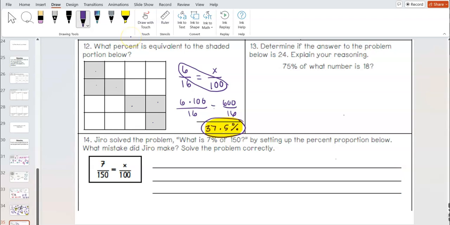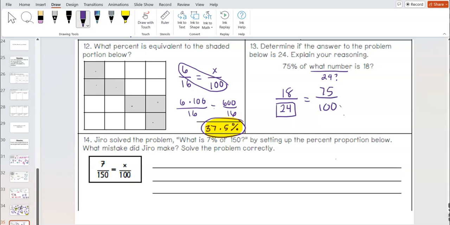Okay. The next one says, determine if the answer to the problem below is 24. Explain your reasoning. So we want to know if this number is 24. One way that we can do that is through the cross multiplying process. So we know that the part is 18. We think the whole number is 24, but we're not sure. And then our percent is 75. So I could do the same thing I did on number 12 and then actually find the correct number and then compare and see if it's the same.